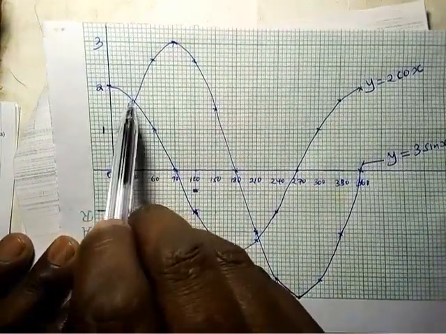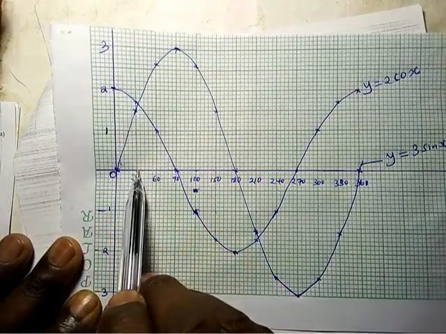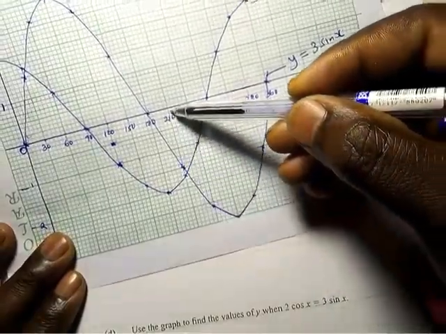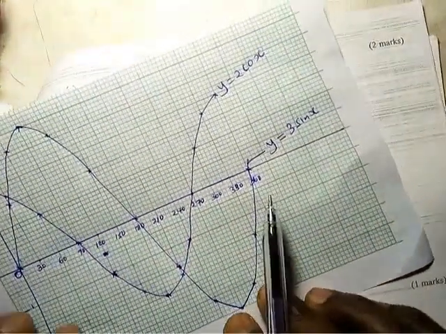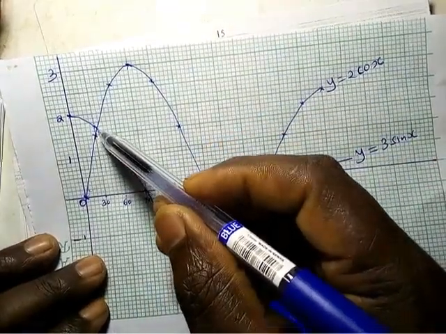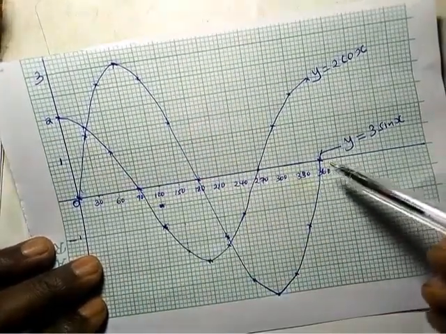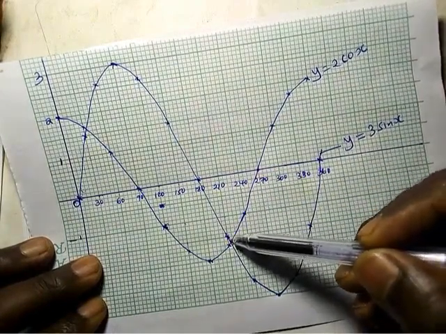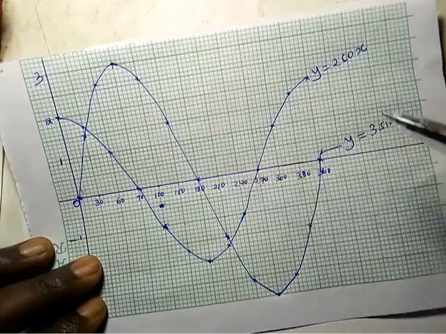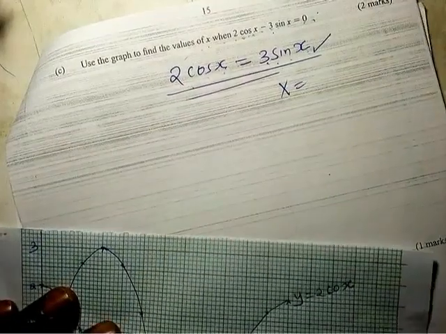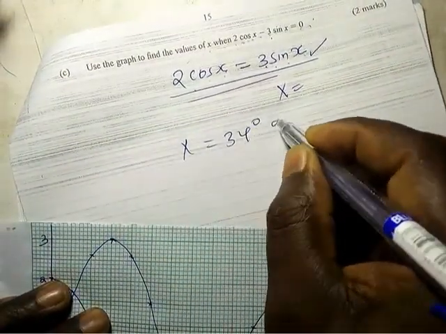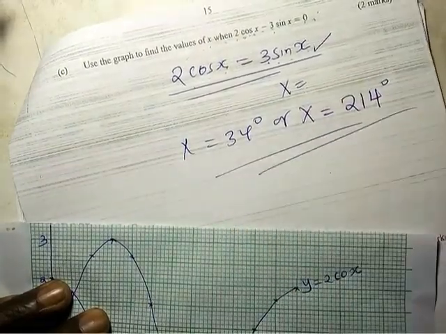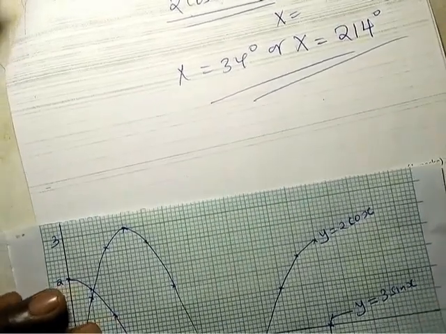So that point is this point here. You will just read the value here, the angle. You also read the value here where they meet, the x. So as you can see, this one is 30 something, that is 34, and this one is 210, around 214 there. So x is equal to 34 degrees, or x is equal to 214 degrees. That is where the two curves meet, and that is the solution for that.